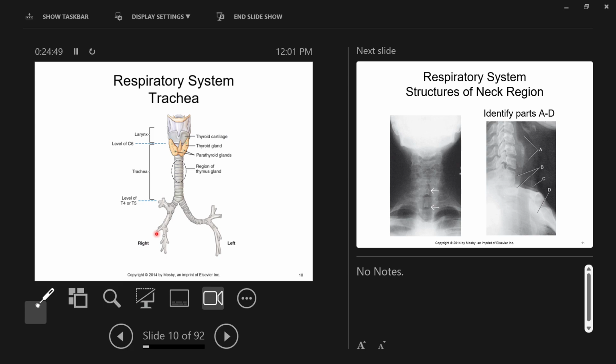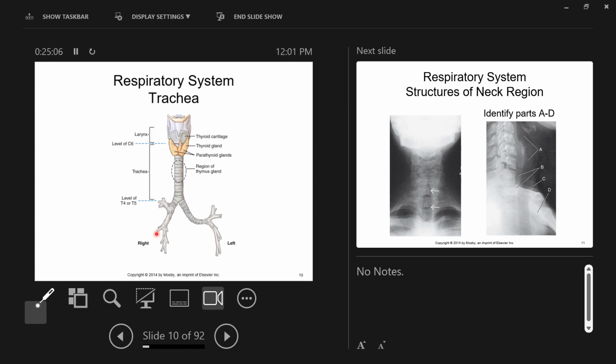Now, what do you notice about the left and the right bronchi? Are they the same? Are they different? If they are different, how are they different? The right's bigger. But what do you mean bigger? There's more lobes on the right side. Ooh, we're not there yet.